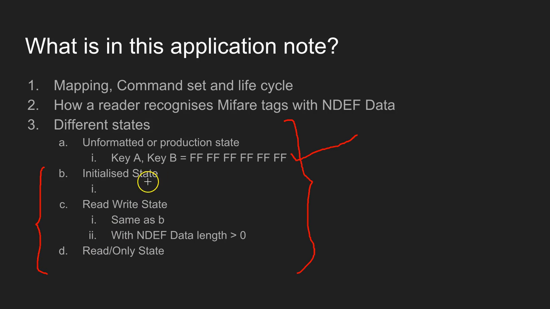So the very first state the tag goes to is called the initialized state. I've moved some information to a separate slide on its own. In the initialized state, then afterwards the tag can go to the read/write state, and afterwards it will go to the read-only state. Now these three states are very well documented in the application note.